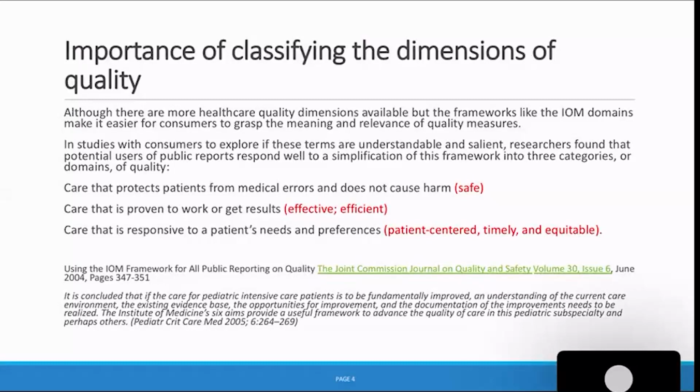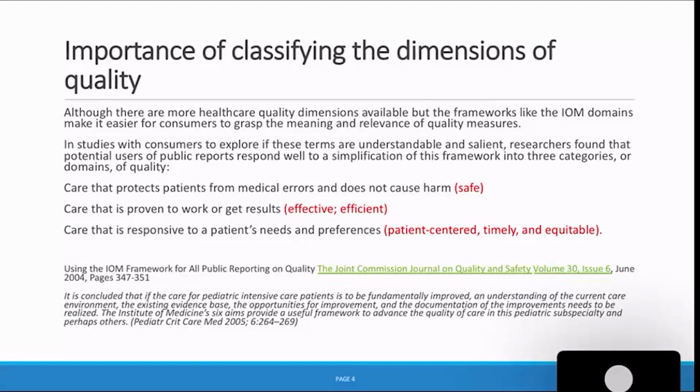Whatever we do, for example in the laboratory, we try to give accurate patient results. That is an effective and also efficient way of doing patient care. Then there is care that is responsive to patient needs and preferences. Always the patient is the center of focus in any care or any healthcare setting.